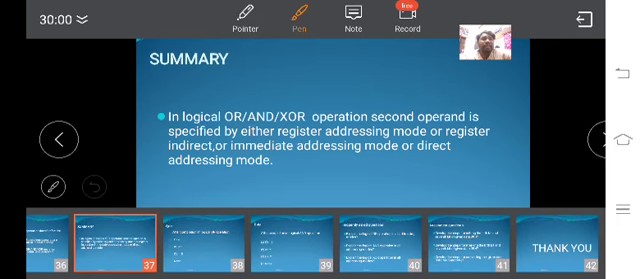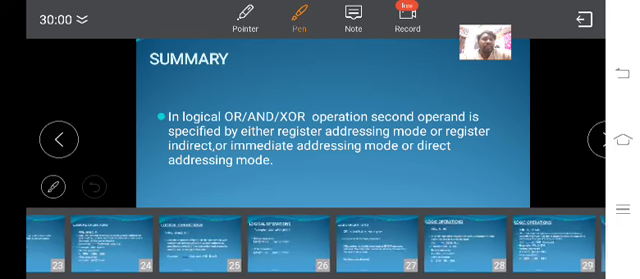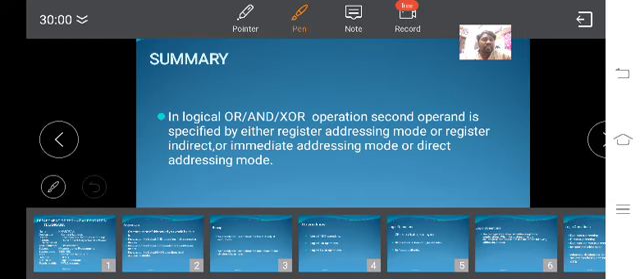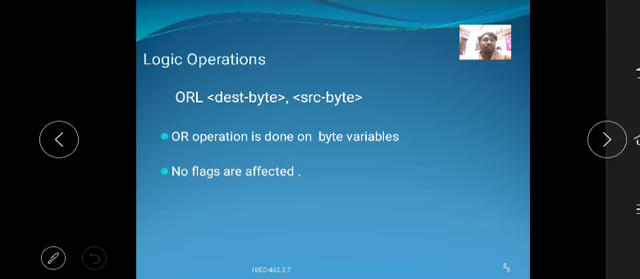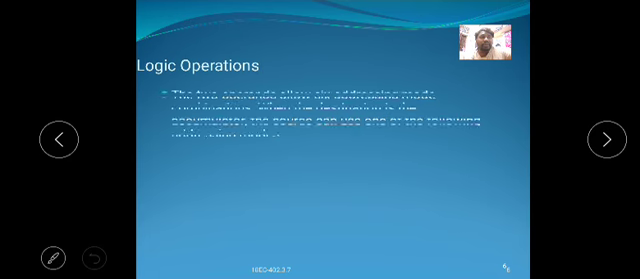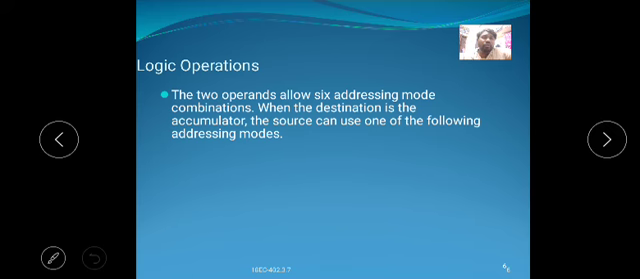Before discussing the OR, ORL, logical OR: destination byte, source byte. The OR operation is done on byte variables. No flags are affected. The two operands allow the 6 addressing mode combinations.